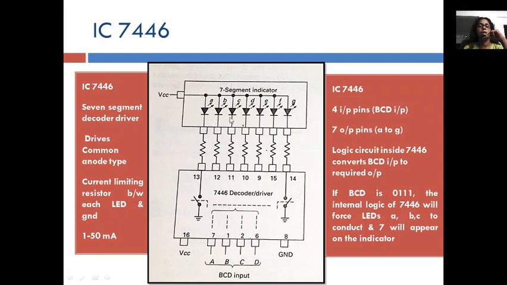Got the point? So this IC is actually driving this 7 segment indicator, or this IC is telling which diodes should be in the forward condition. If you think of another BCD, you could understand much more, likewise, as we had discussed in the last session. So this is all about the 7-segment decoder driver in common anode type.